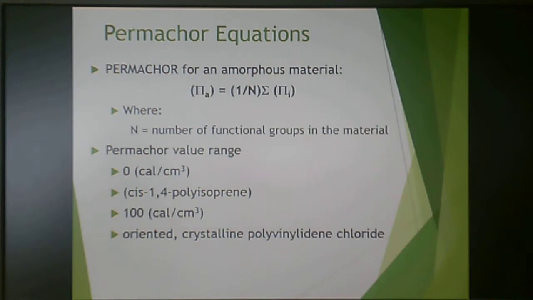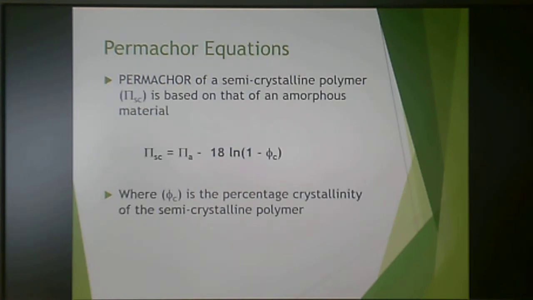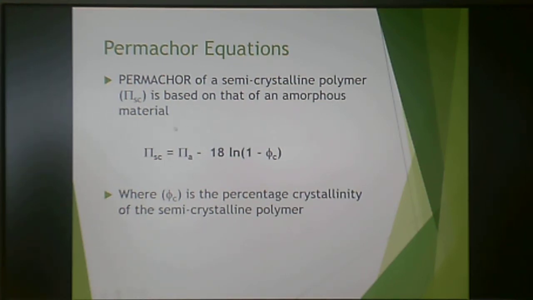First, you calculate a Perma Core value for an amorphous material, and this is the equation for that. Perma Core for the amorphous fraction is 1 over n, where n is the number of functional groups in the material, times the summation of those Perma Core values. These can range from 0 for a polyisoprene to 100 for an oriented crystalline polyvinylidene chloride. So these vary widely when you're calculating permeability, and therefore affect your permeability value significantly. If you have a semicrystalline polymer, then you have to calculate first the amorphous fraction and then the semicrystalline fraction. Here is your amorphous fraction from the previous equation. This is Perma Core for semicrystalline, so it's amorphous minus 18 natural log of the crystalline fraction. This phi right here is the percent crystallinity of a semicrystalline polymer.